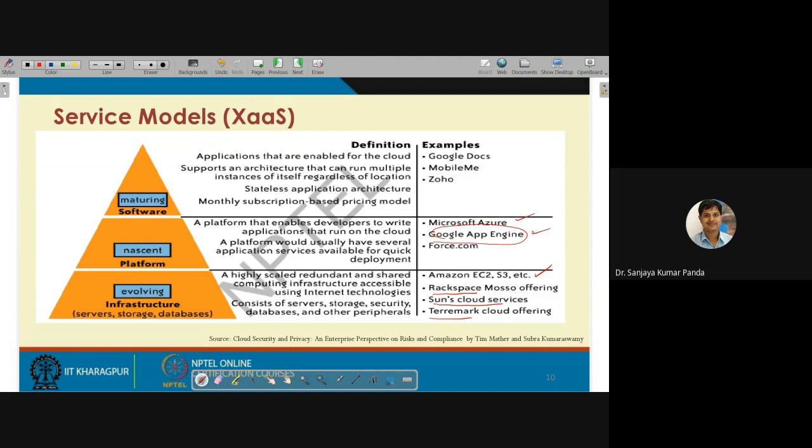And these are the examples of our software as a service. We use Google Docs, we use MobileMe, we use OneDrive, we use Google Drive, you use Zoho. Zoho is also one of the examples of our software as a service. Here there is no specific state. As I mentioned, it is a stateless design. So applications can be hosted in the cloud, and customers can use these applications. They can run multiple instances of those applications, and they only have to pay the subscription price as agreed in the service level agreement.